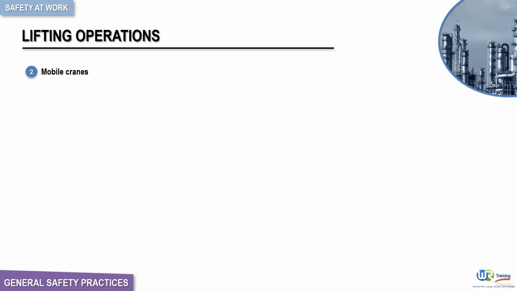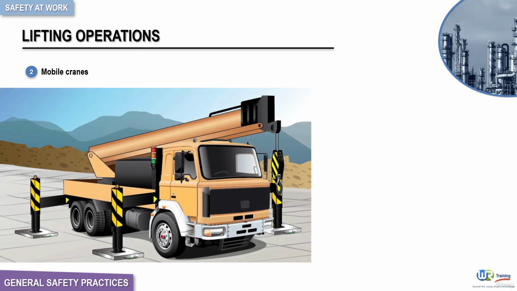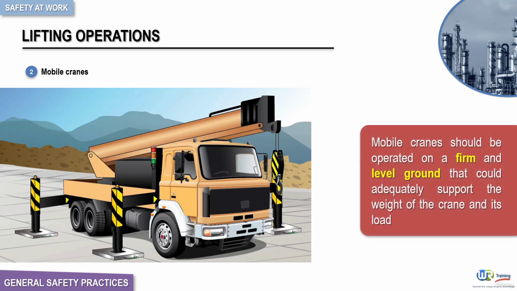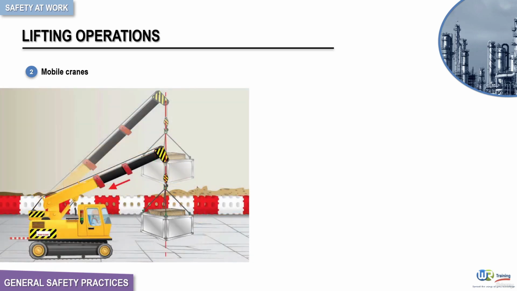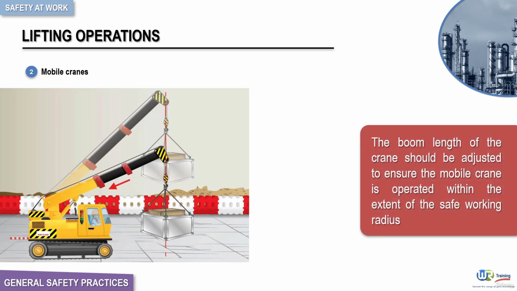Mobile cranes, as in this example, should be operated on a firm and level ground that could adequately support the weight of the crane and its loads. Mobile cranes should travel on flat and firm ground to prevent overturning of the crane. In addition, the boom length of the crane should be adjusted to ensure the mobile crane is operated within the extent of the safe working radius.